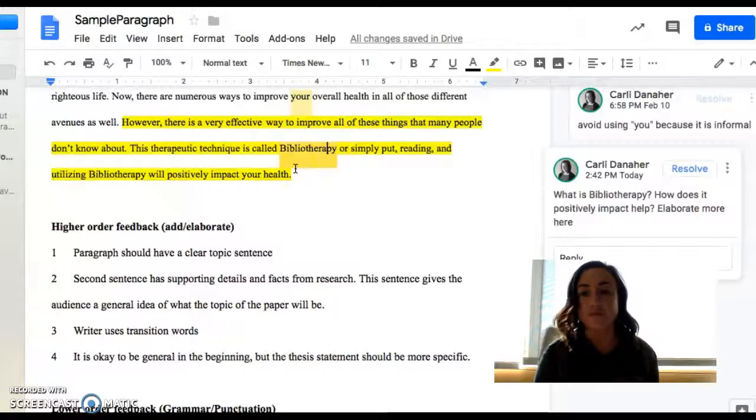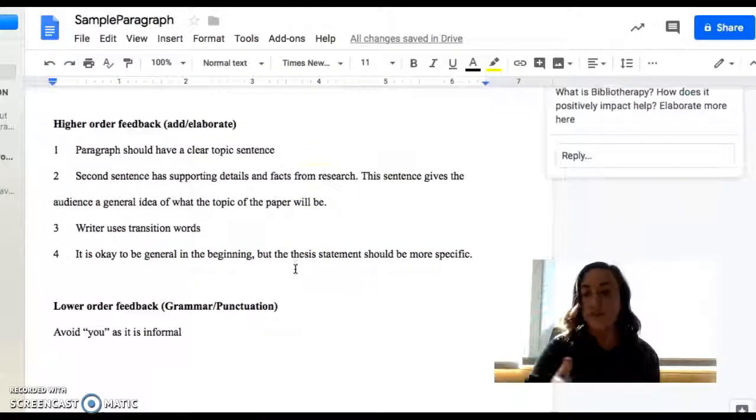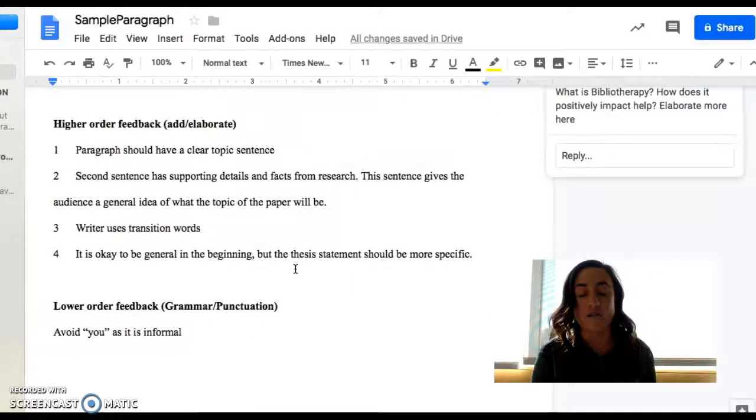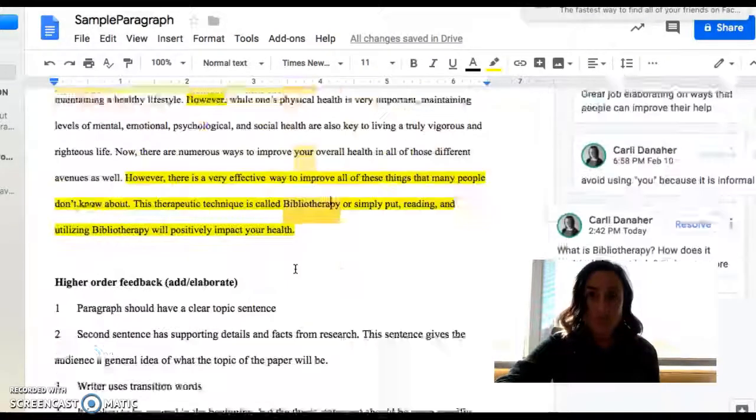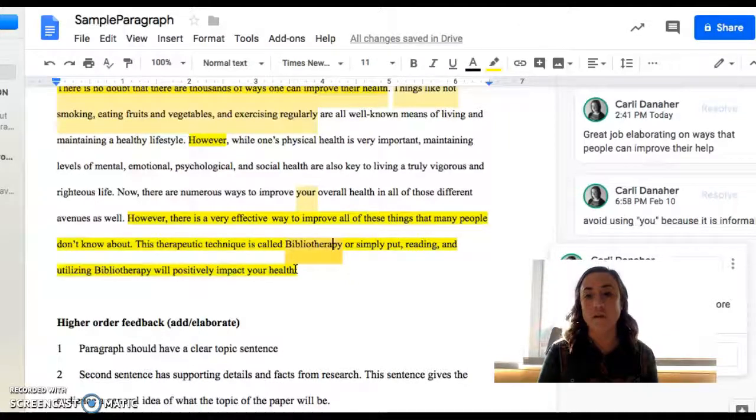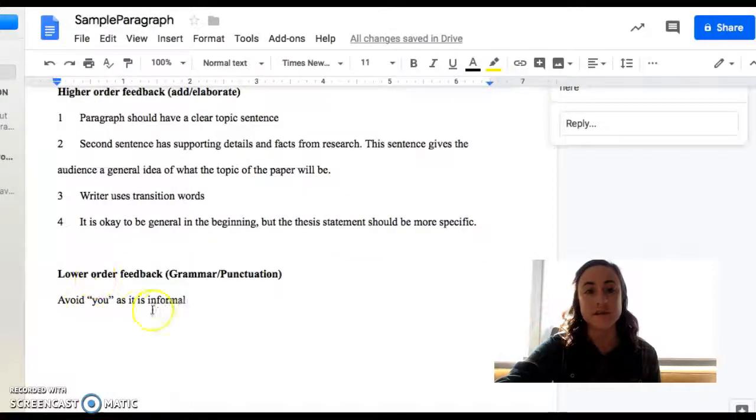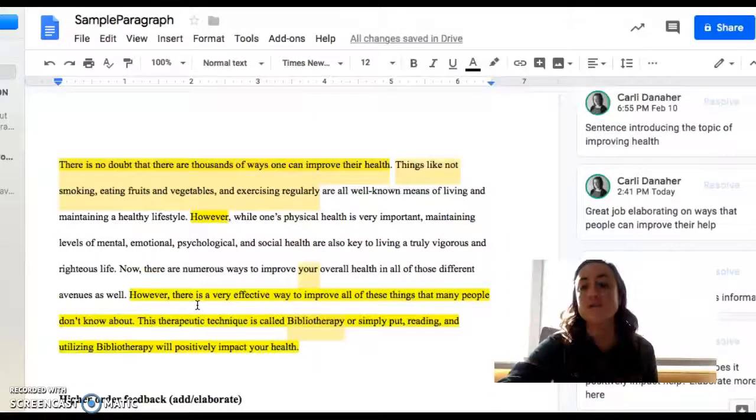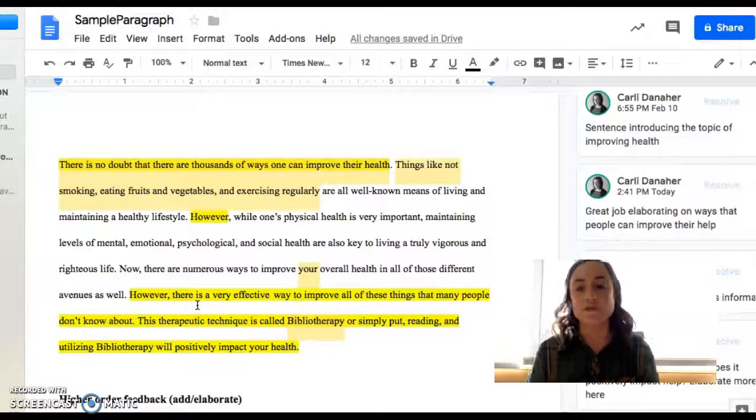I think that in this thesis it could be more specific about what bibliotherapy is and how it positively affects health. Now, finally, I want to discuss what lower order feedback is. You want to focus on grammar, punctuation, or wordsmithing. So far this paragraph seems okay on grammar and punctuation, but what I did notice is that the writer used informal language in the essay. You want to maybe avoid using "you" as it is informal, especially in an essay where you have to make an argument. That was just one of my suggestions.